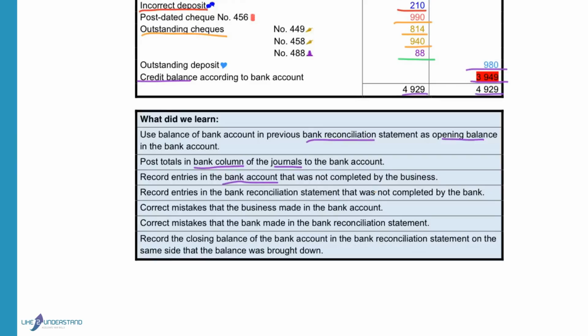When you complete it in the bank account, you must remember that the word that you write must always indicate your double entry. Record entries in the bank reconciliation statement that must still be completed by the bank in the future. If the bank made mistakes, it will be corrected in the bank reconciliation statement. If the business made mistakes, it will be corrected in the bank account. And the closing balance in the bank account will be recorded in the bank reconciliation statement on the same side as what the balance was brought down.